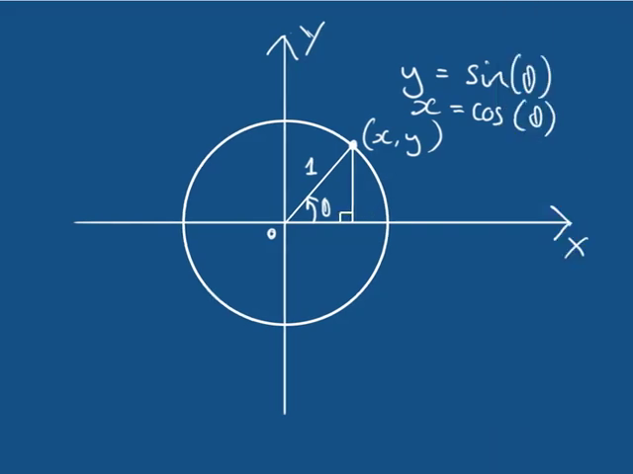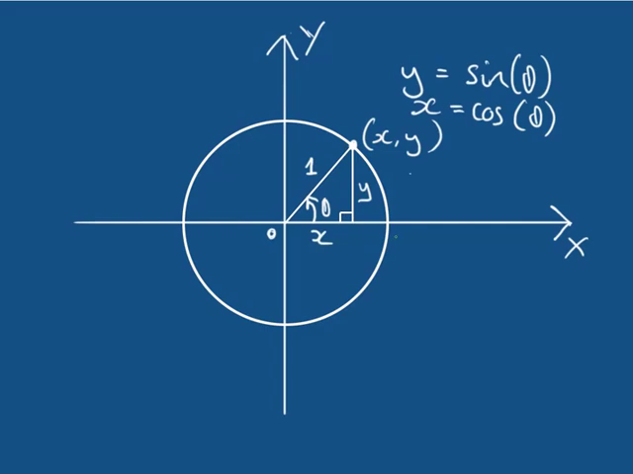Now we know the edge that runs parallel to x goes from 0 in x up to our x coordinate. That means it has a length of x. Likewise, our edge running parallel in y goes from 0 in y to our y coordinate. That means it has a length of y.